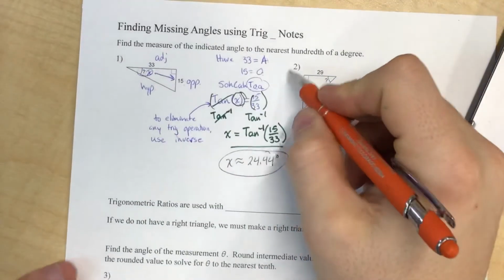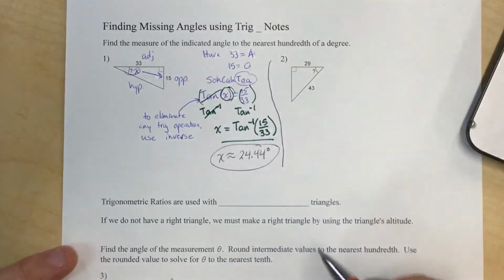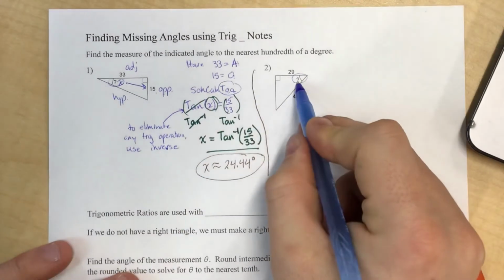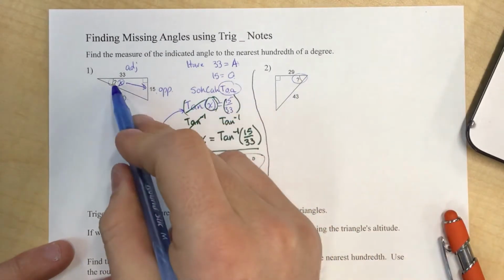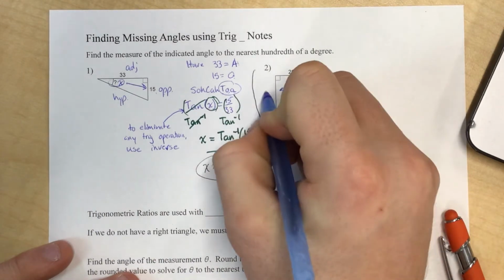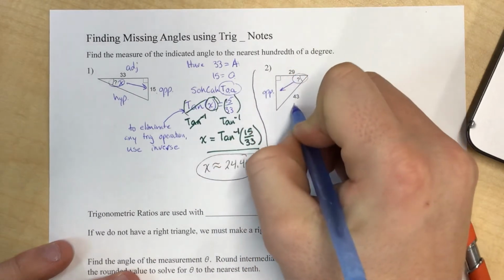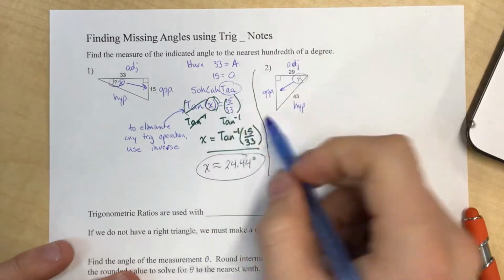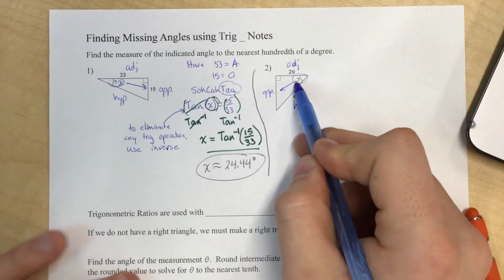So that's example 1. Let's jump down to example 2. We want to find this question mark. In this case, I'm going to leave it as a question mark. You really can call it x, you can call it whatever you want. This is just the unknown value. And I'm going to label all the sides: opposite, hypotenuse, and adjacent, according to this angle.